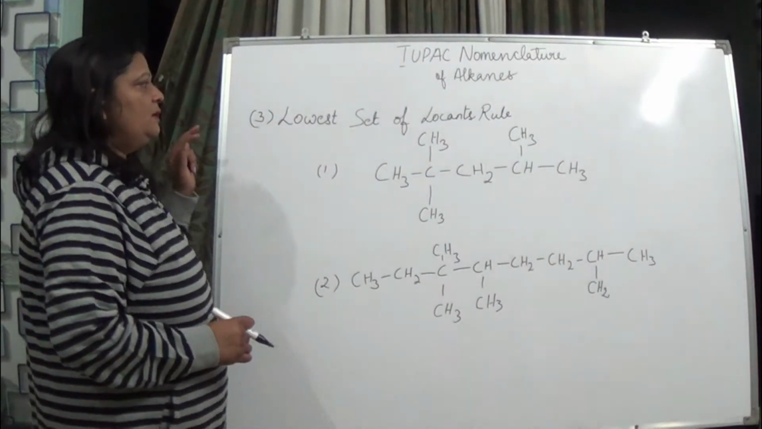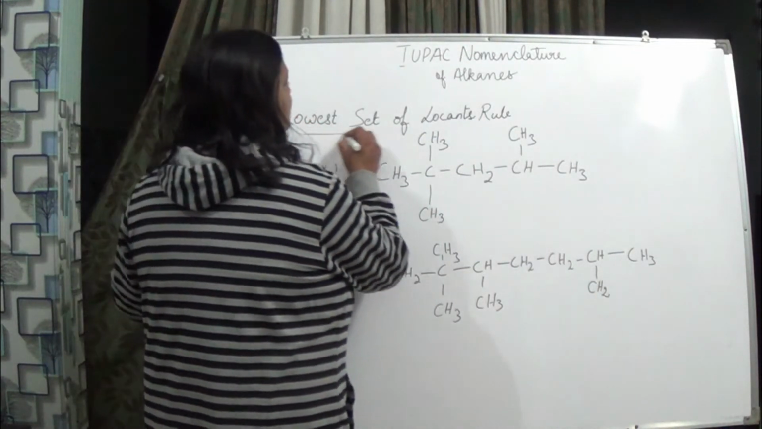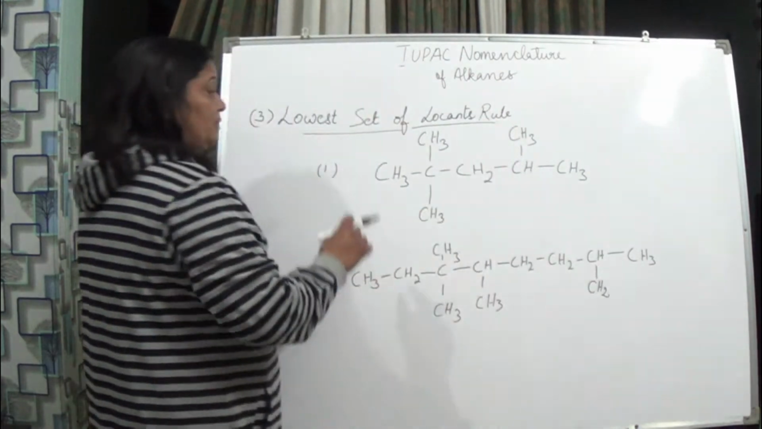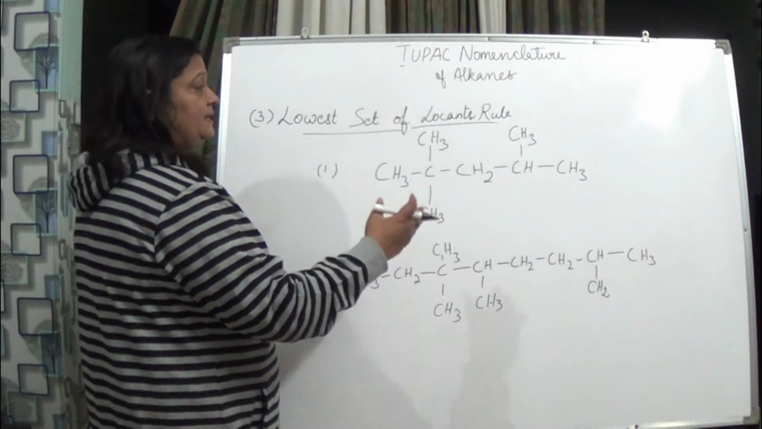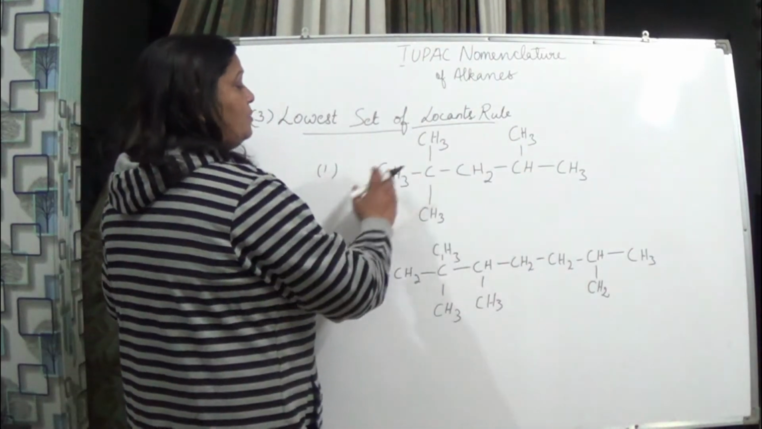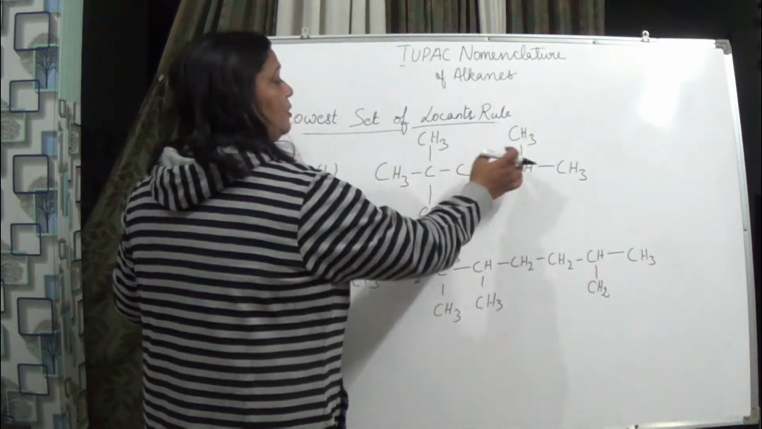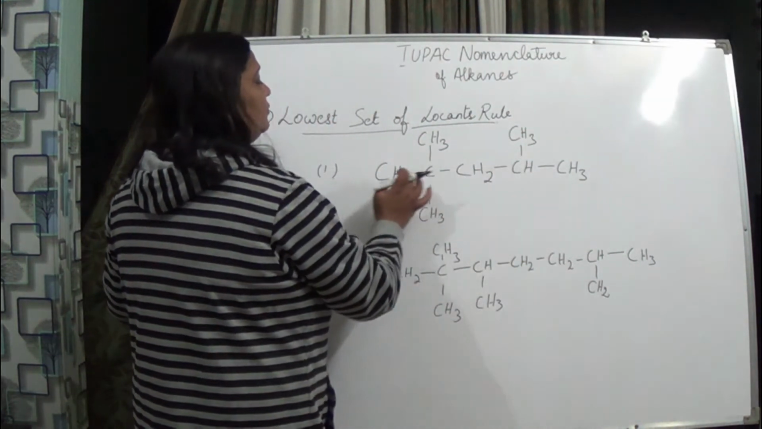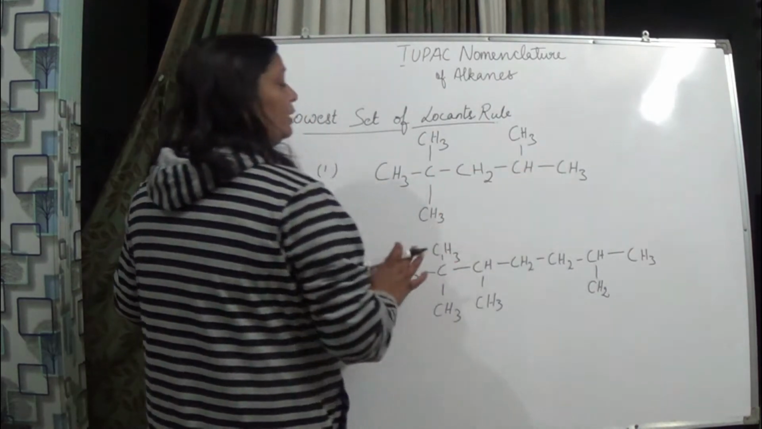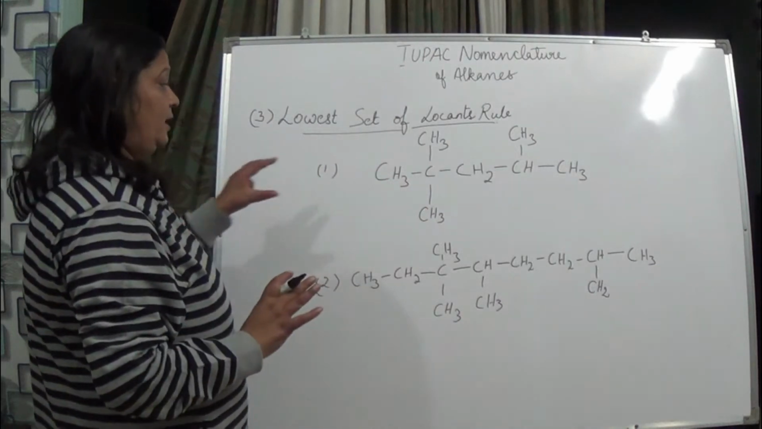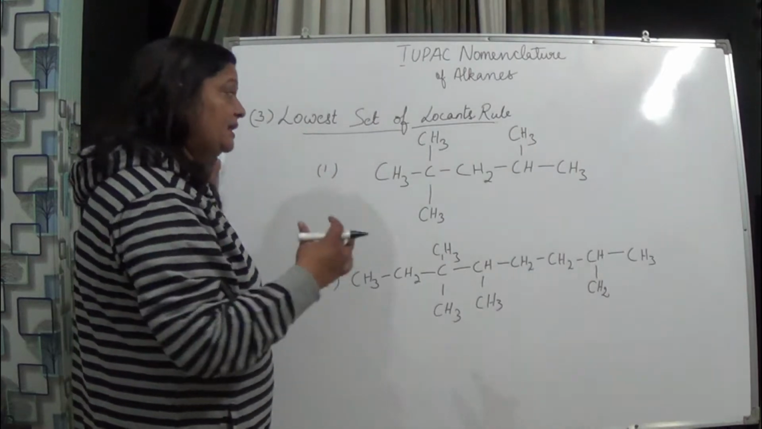The next rule is the lowest set of locants rule. What does this say? Locants means that the number of branchings is more than one. Suppose the longest chain taken is 1, 2, 3, 4, 5. From here also you take 1, 2, 3, 4, 5, and from here also 1, 2, 3, 4, 5. It is the same everywhere. Now how are we going to name it and put the branches?